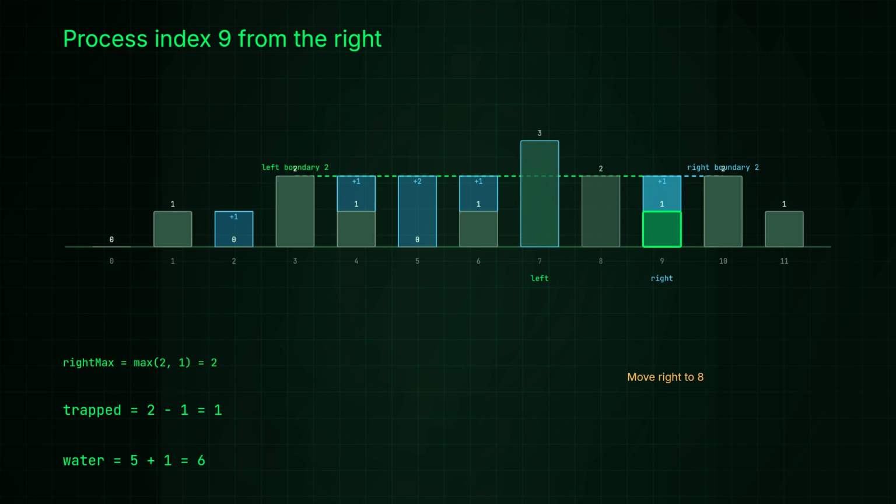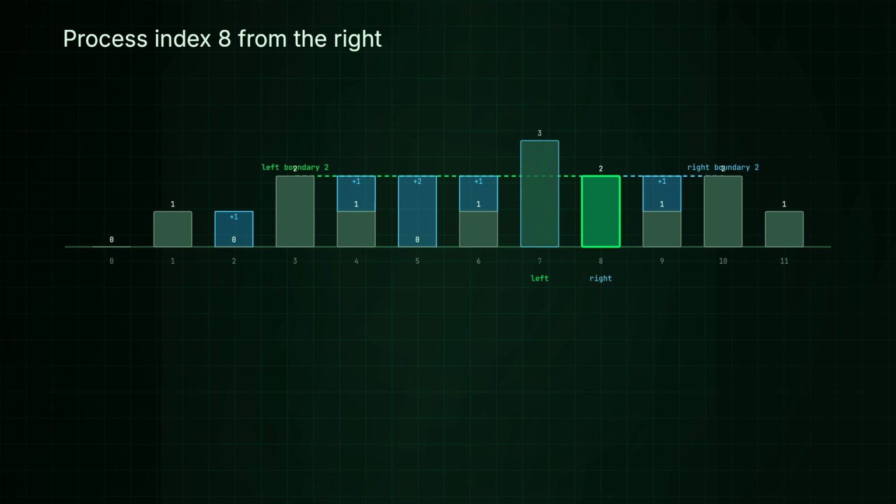Left is at index 7, height 3, and right is at index 8, height 2. 2 is lower, so process the right index. Update right max from 2 to maximum of 2 and 2, which is 2. The current bar reaches the right boundary maximum, so it traps 0. The running total remains 6. Finalize index 8, then move right inward to index 7.